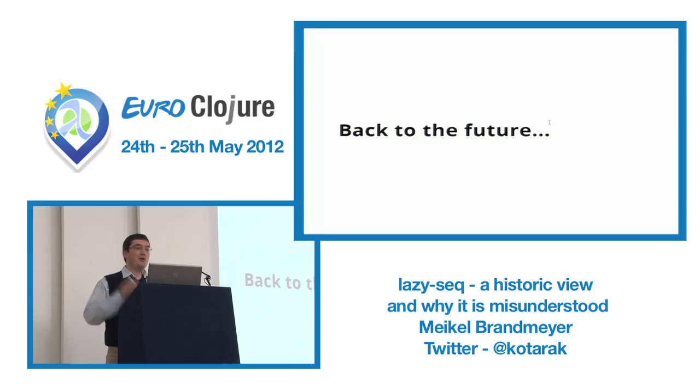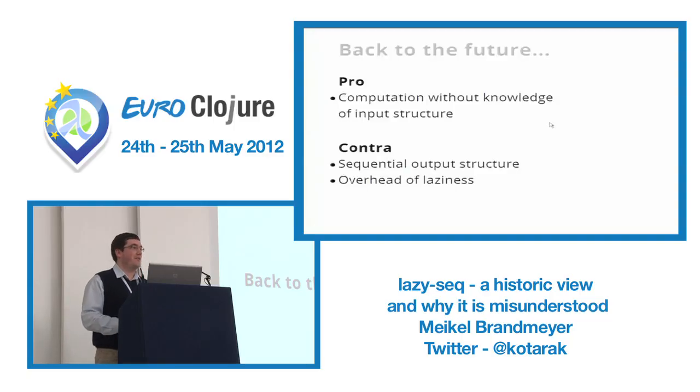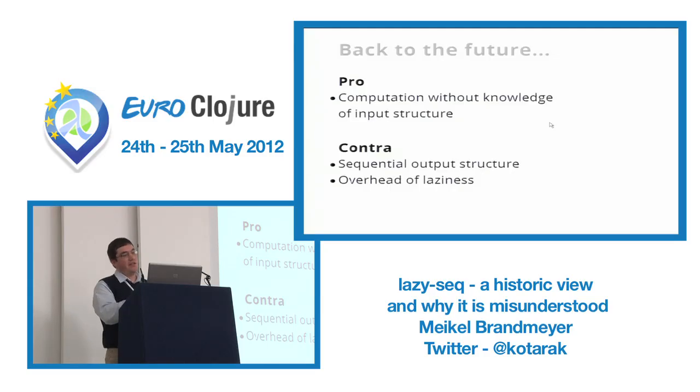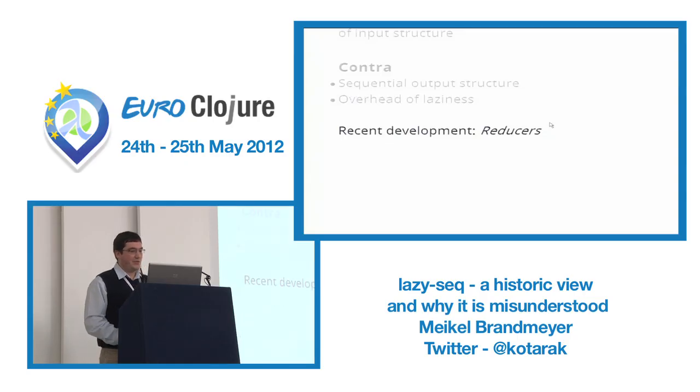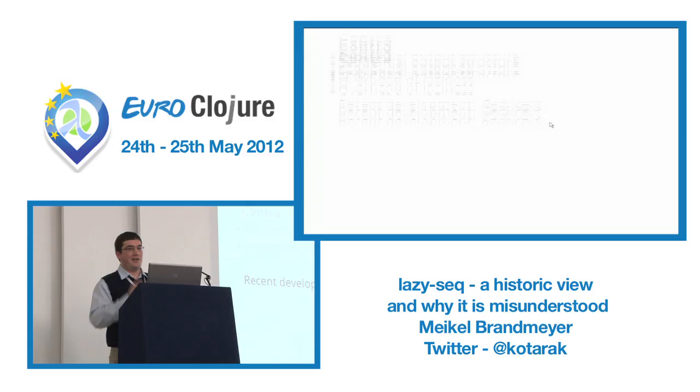And we come to people who know what they're doing and who also think about this stuff and do it the right way. The problem with sequences is, the advantage is we can do computations on the elements of a collection without knowing the input structure. It could be a vector, it could be a set. Our functions don't have to care for that. But the downside is we get this sequential output structure, and we get the overhead of laziness if you maybe don't need it. And as we all know, there's a recent development which is called reducers by Rich Hickey.